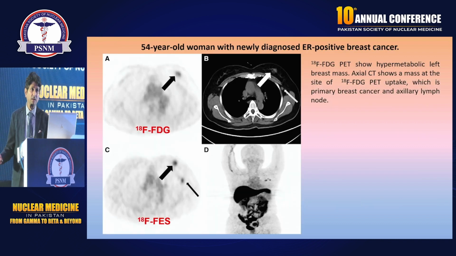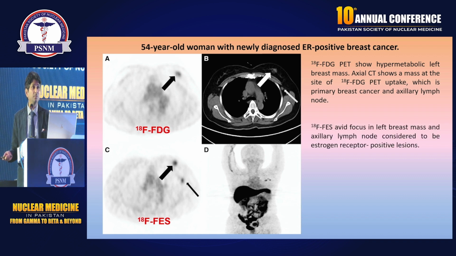This is a case of a 54-year-old female with newly diagnosed breast cancer. The upper part shows the FDG PET CT, which is positive, with an uptake in the breast mass. There is a prominent lymph node which is not FDG avid. As compared, you can see that the FES is not only positive in the breast tumor, but also positive in the axillary lymph node, and the biopsy confirmed that this patient was positive for lymph node metastasis.